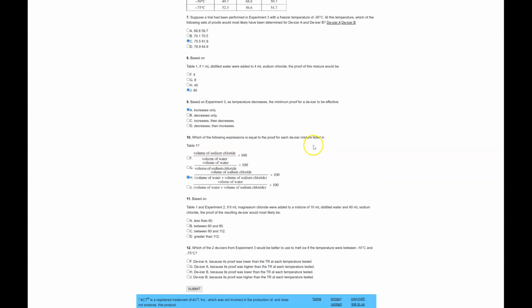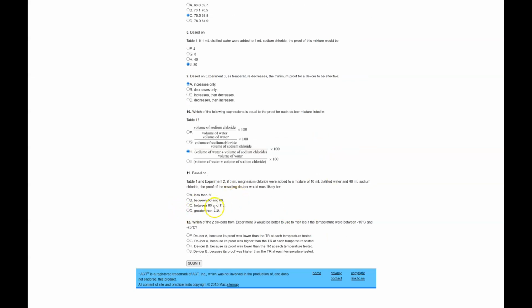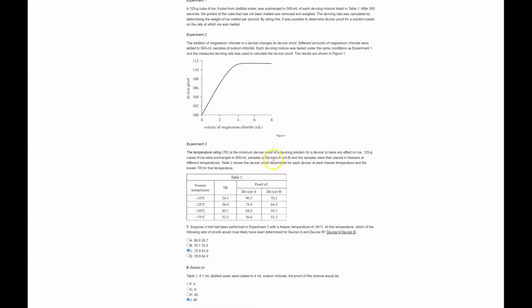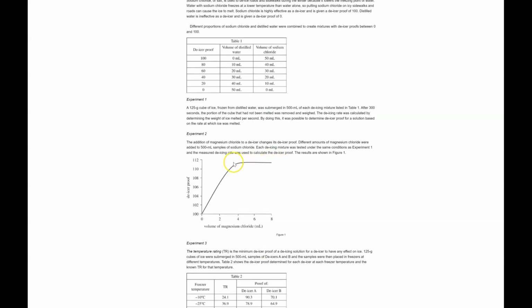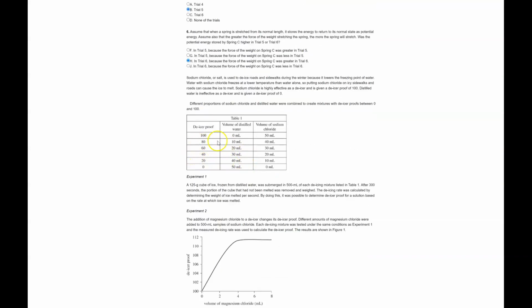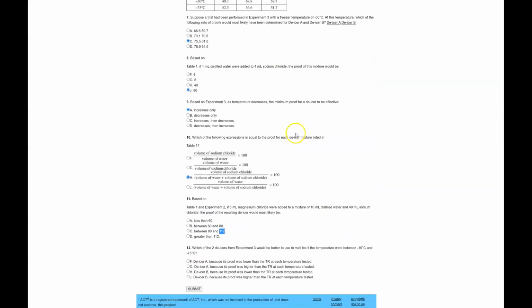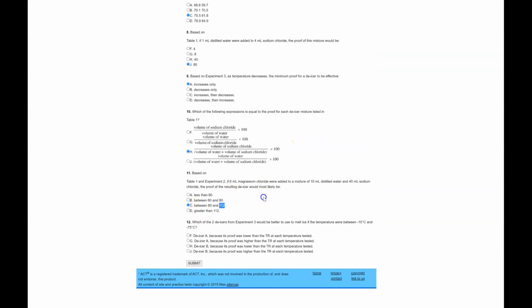Well, in this case, you're going to end up with a number that is above 80, because by itself the proof would be 80, but then you added magnesium chloride, which maxes out at 112. So it's going to be between the number for the sodium chloride and the magnesium chloride. Because if you looked at the chart, this is going to be under 112, and then your regular is going to get you to 80. So it's going to be between those numbers.